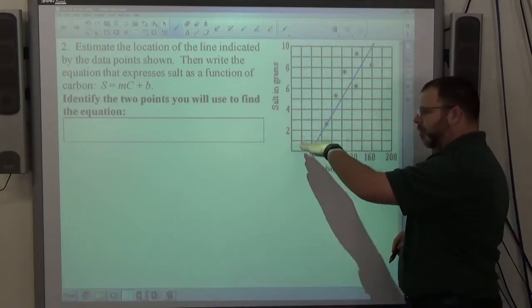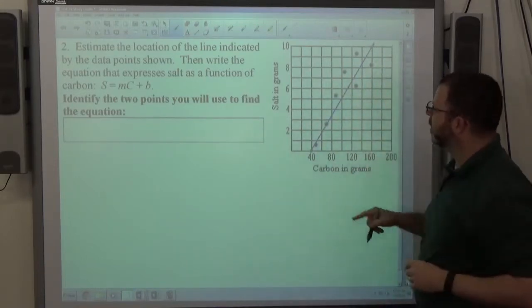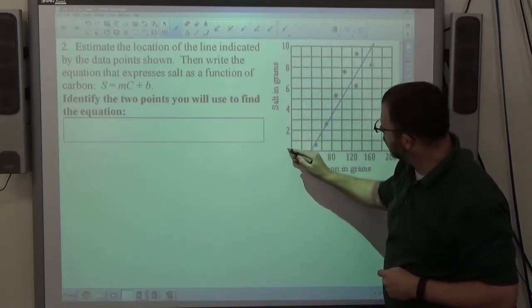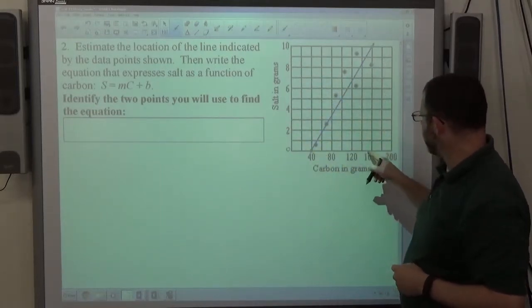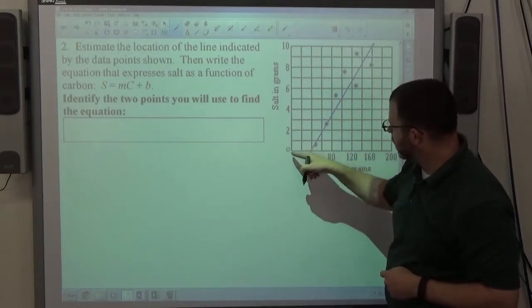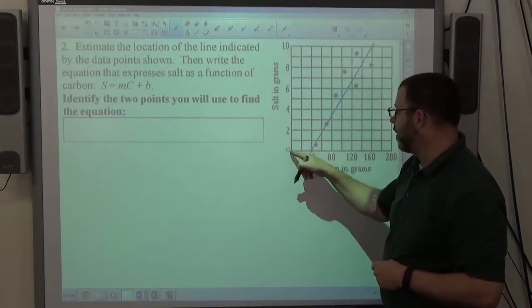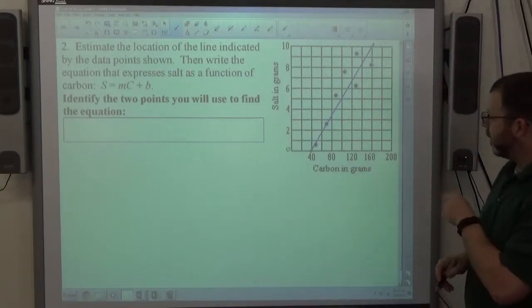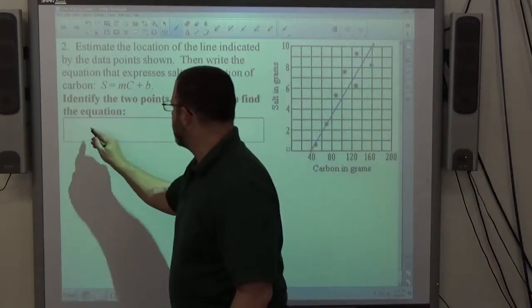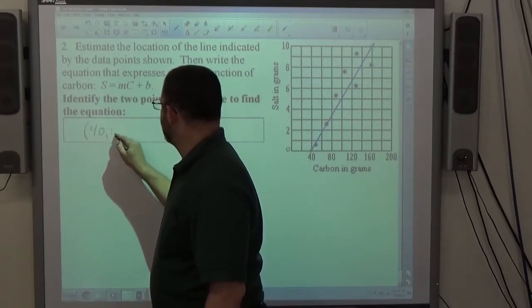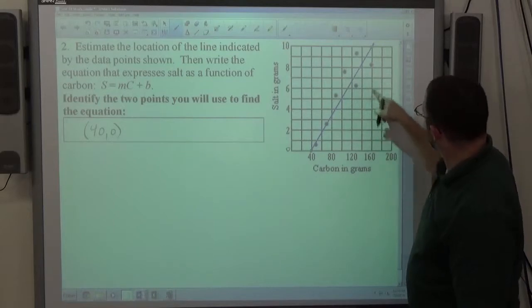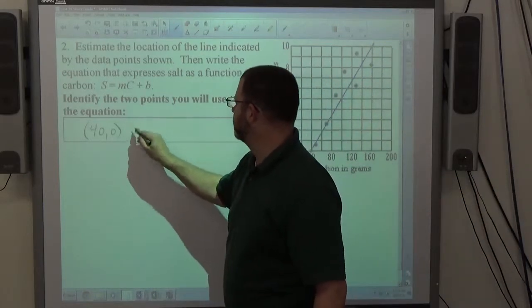And be careful to use a bottom or a top or an end point like that, that you actually see the scale going on. 10, 8, 6, 4, 2. This is 0 going down. 200, 160, 120, 80, 40, 0. So this is actually 0, 0. It's not always 0, 0. So my 2 points are going to be 40, 0. X-coordinate first, y-coordinate second, and this point up here is 160, 10.